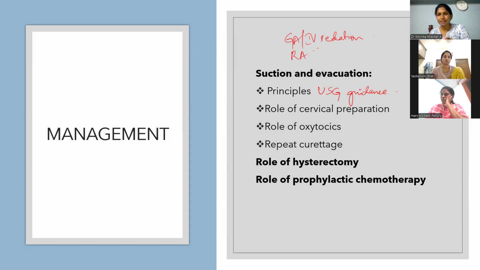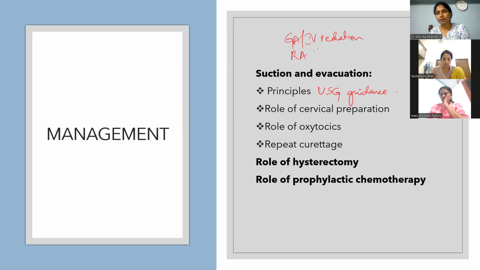Once the suction is complete, you should do a sharp curettage. After the suction evacuation, it should be followed by a sharp endometrial curettage. This should not be done multiple times. One sharp curettage on all walls of the uterus is indicated to prevent invasive disease. So, suction evacuation followed by a sharp endometrial curettage.